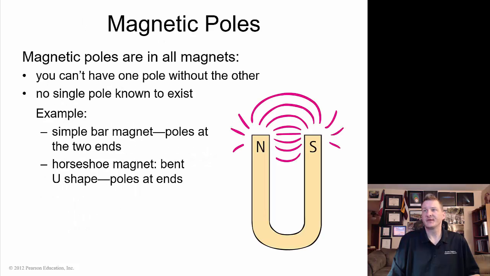So magnetic poles. You've seen a magnet before, and you can't have one pole without the other. We have a north pole and a south pole, and they're related. And this even goes for the Earth too. We have a north pole and a south pole magnetically. So there's no single pole known to exist. And so we have this bar magnet here, and the poles are different at the ends.